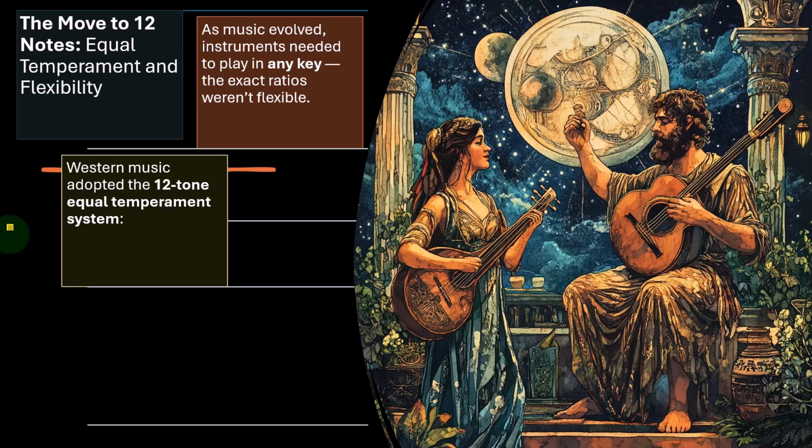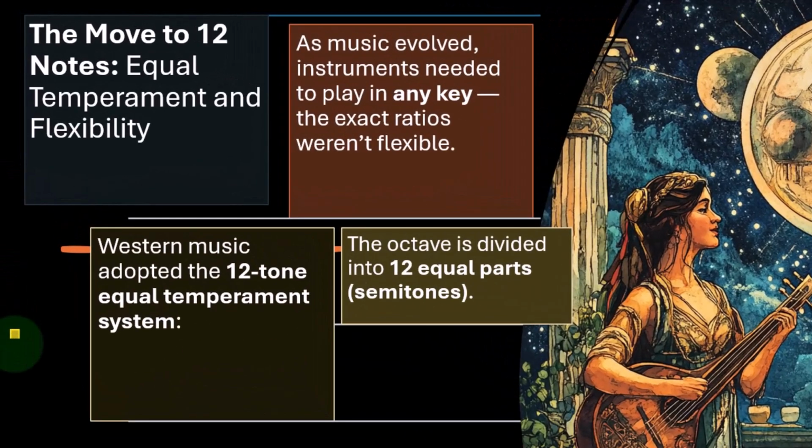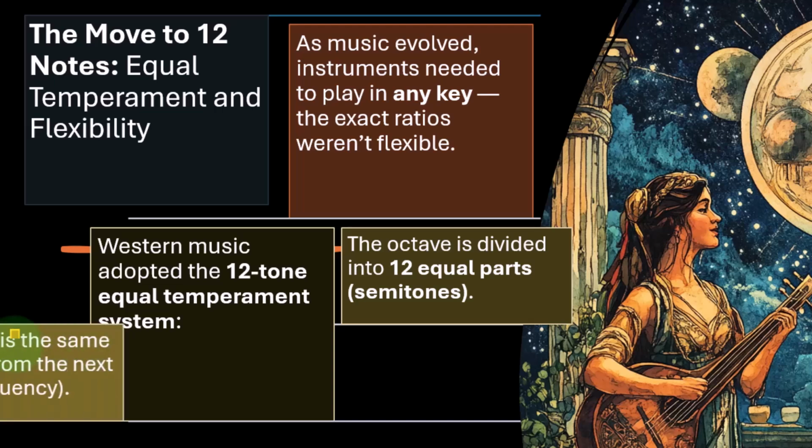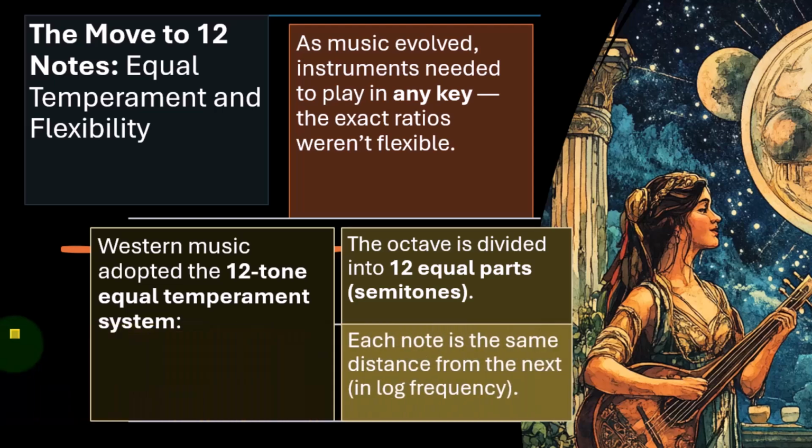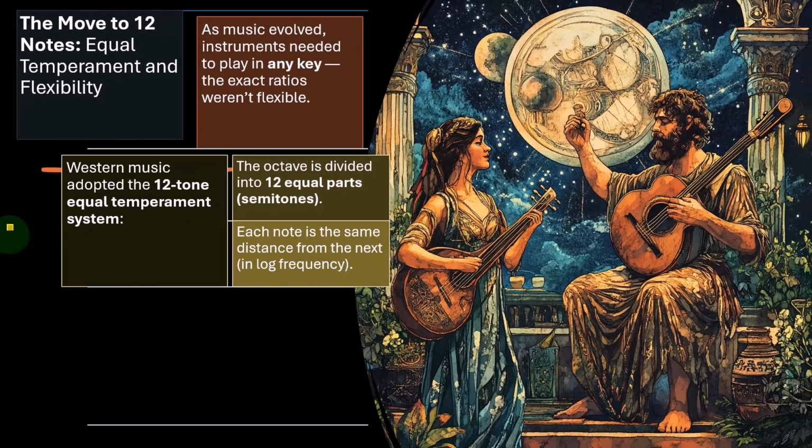So Western music adopted the 12-tone equal temperament system. The octave is divided into 12 equal parts, semitones, and each note is the same distance from the next. So now I can measure this thing and break it out by measuring the actual hertzes into 12 equal units, like a ruler. Now, why did they use 12? They didn't have to, because you could imagine putting together a system of 24 or something that might work.